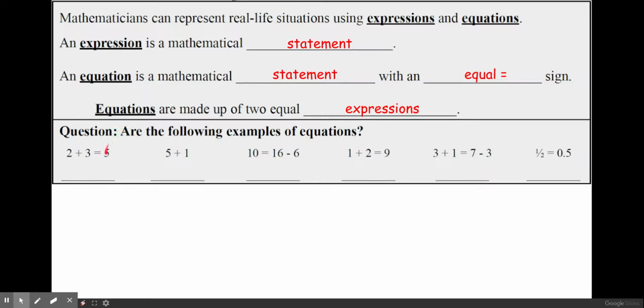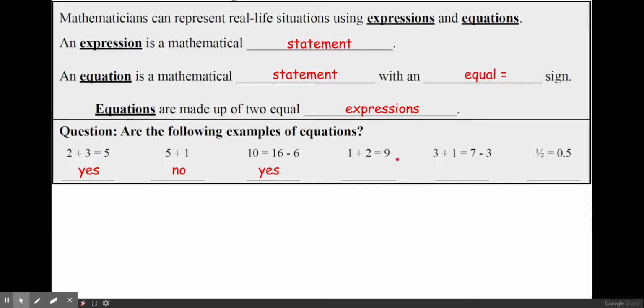So let's take a look at these questions right here. Are the following examples of equations? So 2 plus 2 plus 3 equals 5. Is that an equation? Well, it does have an equal sign. So yes, it is. Is 5 plus 1 an equation? No, it is an expression, but it's not an equation because it doesn't have an equal sign. What about 10 equals 16 minus 6? Yes, it's got an equal sign, and the two sides are equal, so that is an equation.